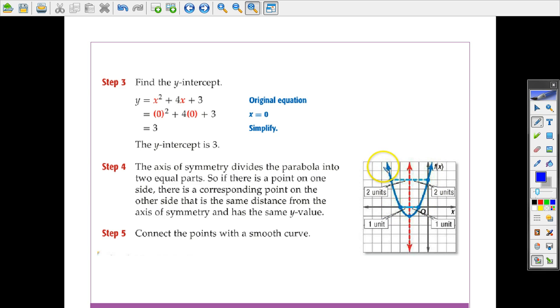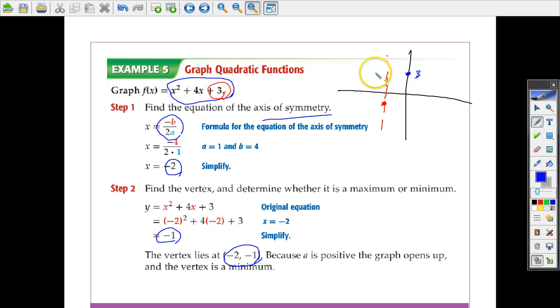On the next step, step 5, is connect the points with a smooth curve. So if you were to do this on your own, from here to here, it's 2 units, so 1, 2 units there, which should be right here. So then make a smooth curve, and graph.